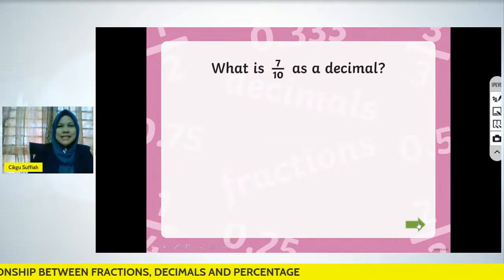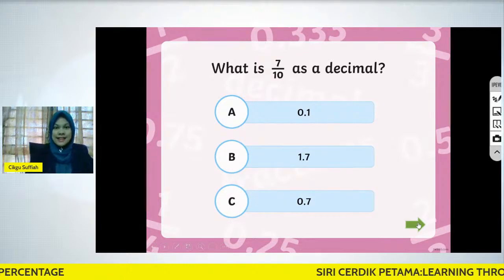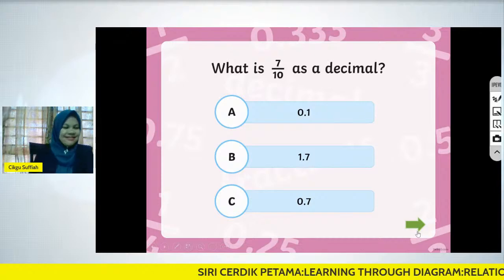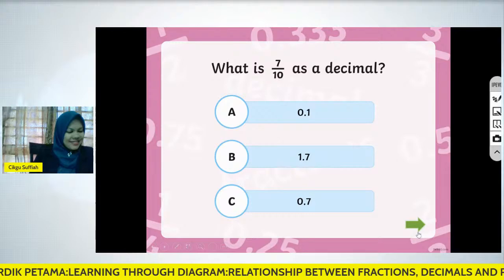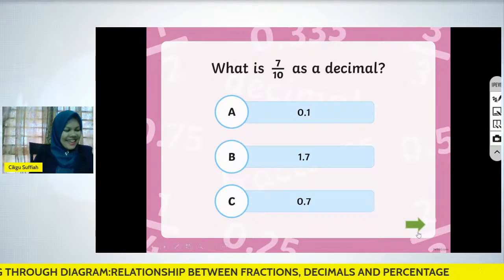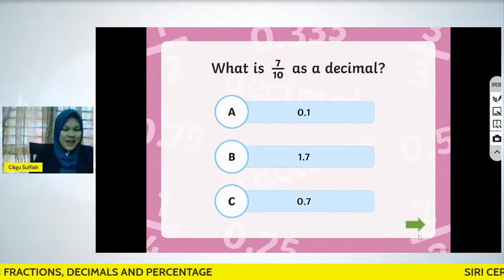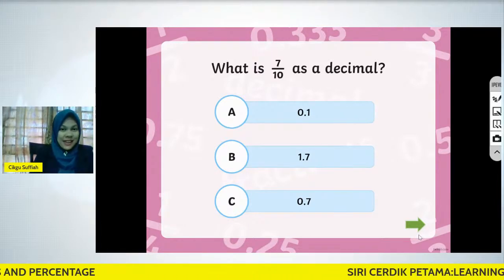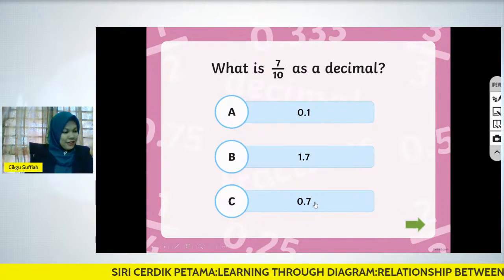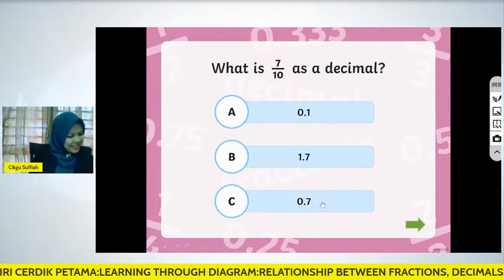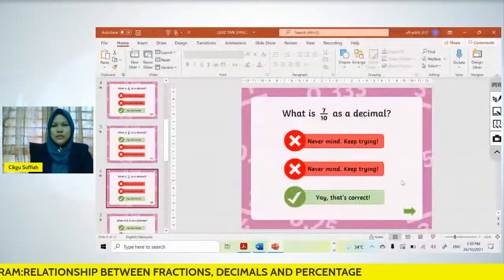Okay, how about, what is 7 over 10? A, 0.1. B, 1.7. C, 0.7. Yeah, C. See? Now you understand, right? Very easy. 0.7. Are you sure? Okay, click. That's it. I want to go back to my slide.